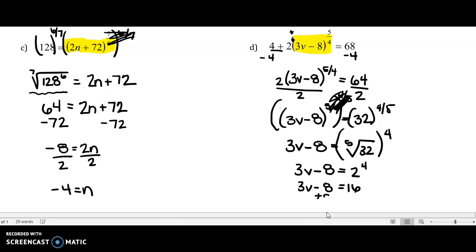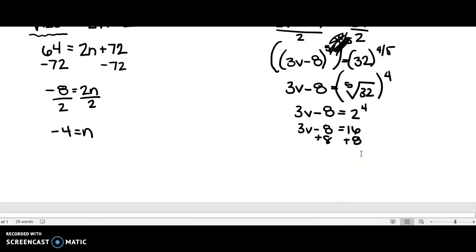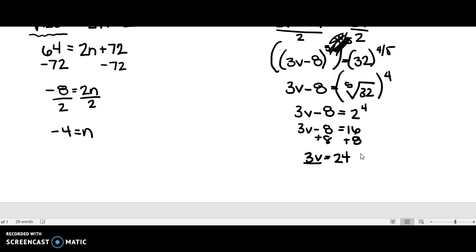Add 8 to both sides, and I get 3v equals 24. Divide by 3. And v equals 8.